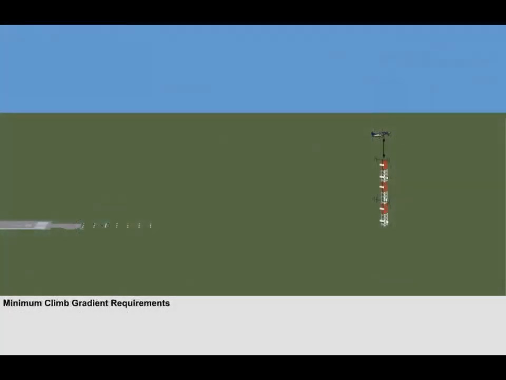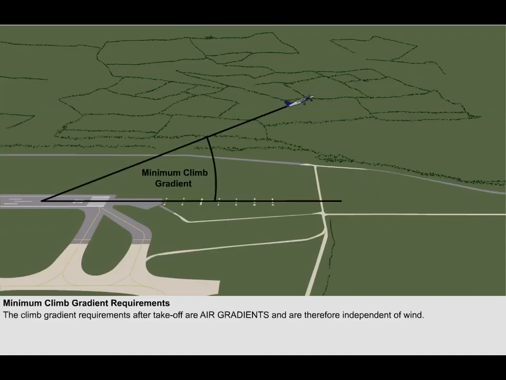We mentioned earlier in the lesson that there were two main requirements for multi-engine Class B aeroplanes in the climb. The first requirement concerned obstacle clearance, which we have just covered. The second part of the regulation deals with minimum acceptable climb gradients after takeoff.